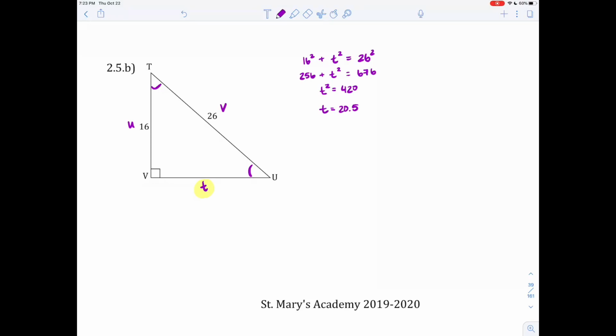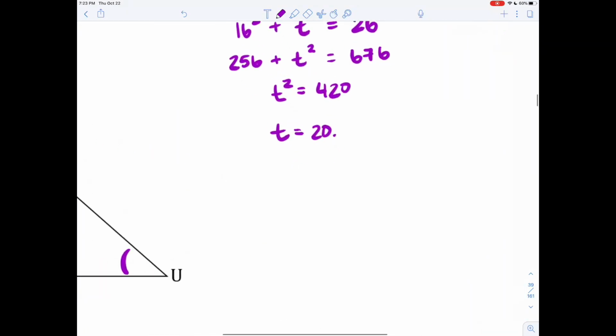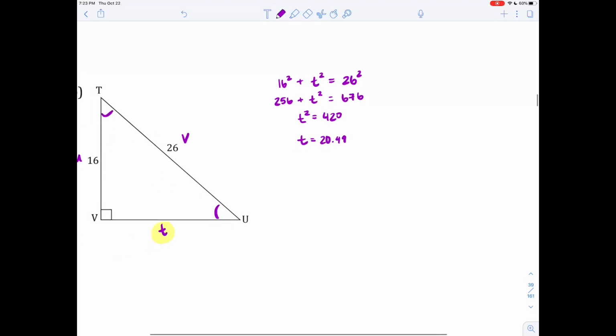It means hundredths above. Oh, does it say hundredths? Well, in that case, my bad. I believe that is 20.49. My bad there. That is 20.49. Perfect.